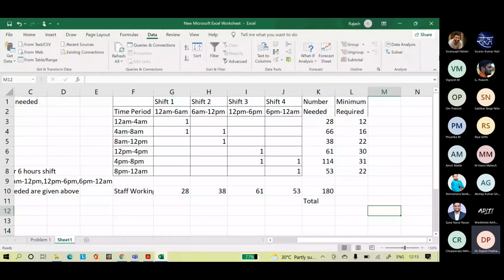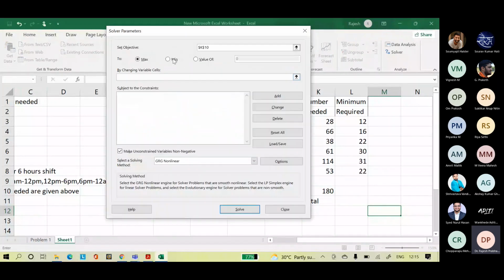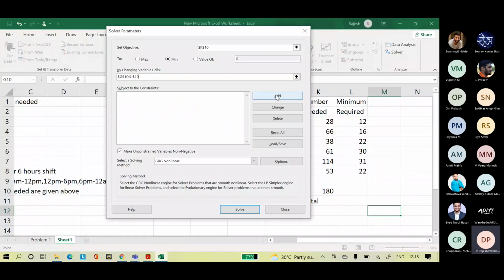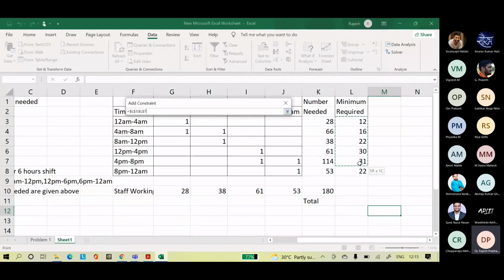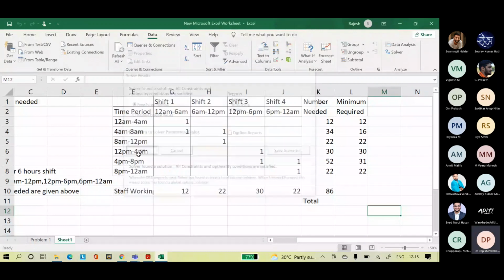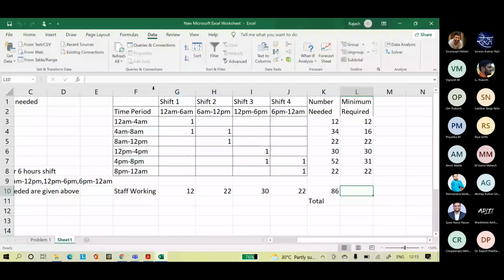So, data tab, solver, minimization objective is this cell 180, min, by changing the cell, start working, and then add the constraints greater than or equal to this. Then simplex LP, solve, click OK, 86. 86 is the answer.